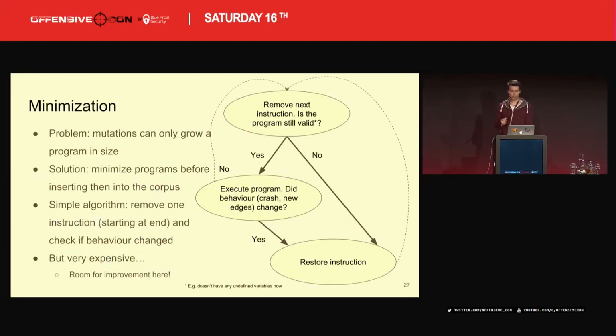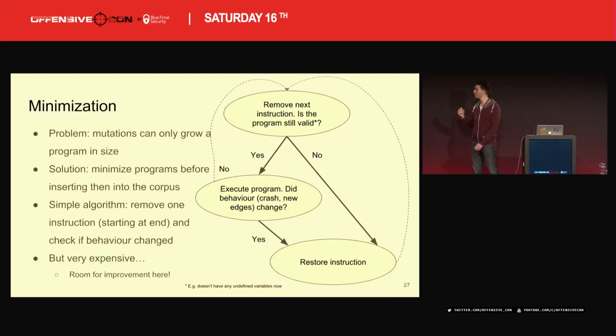There's one other thing that I'm doing, which is minimization. The problem this is solving is that with these mutators, programs can only grow, right? If you insert code, or take code from another program and put it into the current one, it can only grow, and so eventually the programs would get way, way too big, like thousands of lines, and then the performance degrades. But the easy solution is to minimize those programs when they are put into the corpus.